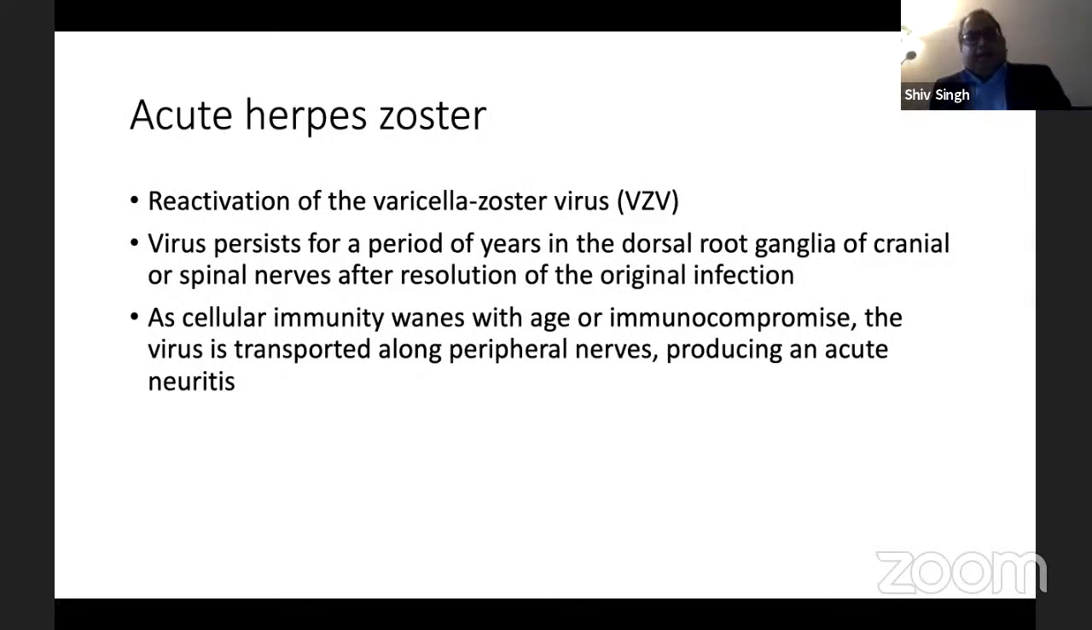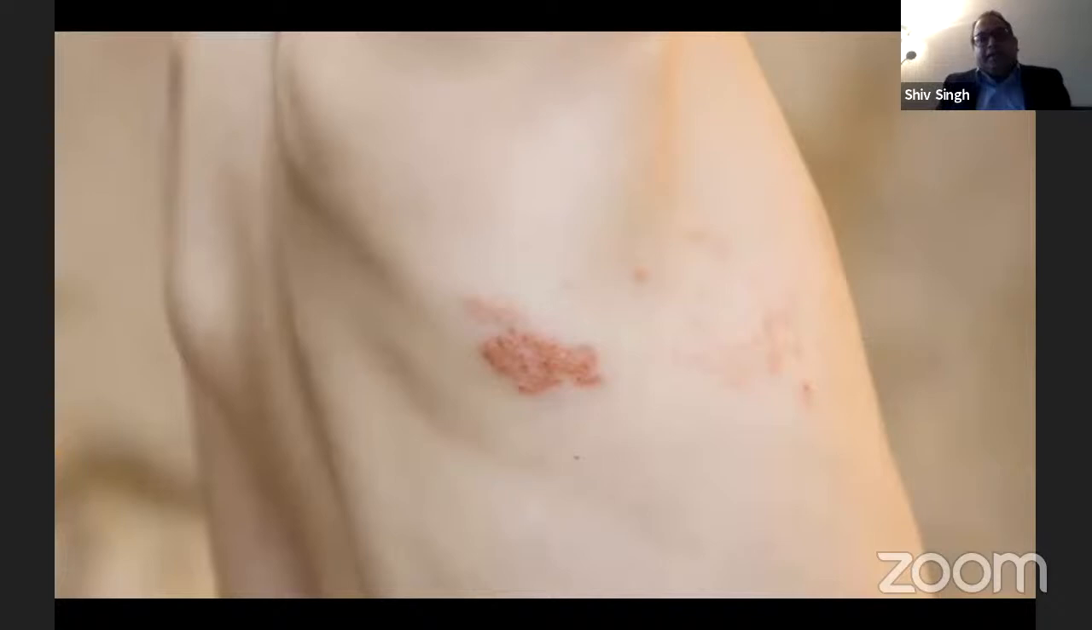So basically, this herpes zoster virus or varicella zoster virus remains dormant. And in acute herpes zoster, there is reactivation in patients who have reduced immunity or during stressful times. This virus can persist for years in the dorsal root ganglia of the cranial as well as spinal nerves. That's why you see trigeminal division involvement. And so when the immunity of the patient goes down because of age or immunocompromise, the virus gets transported along the peripheral nerve and it produces neuritis. And that's why you actually see it in a single dermatome. You can see multiple dermatomes as well, but it follows the dermatome which is supplied by a particular nerve. So here is a herpes zoster infection.